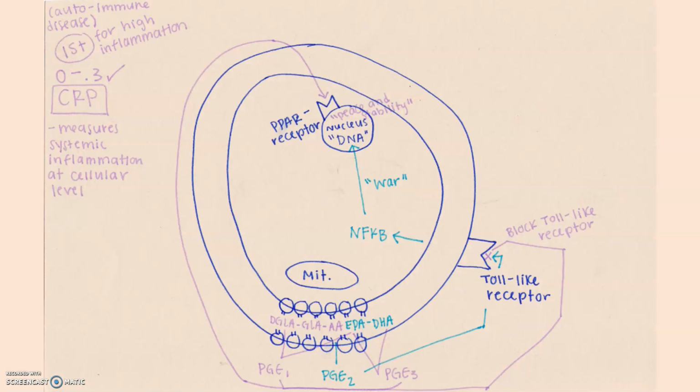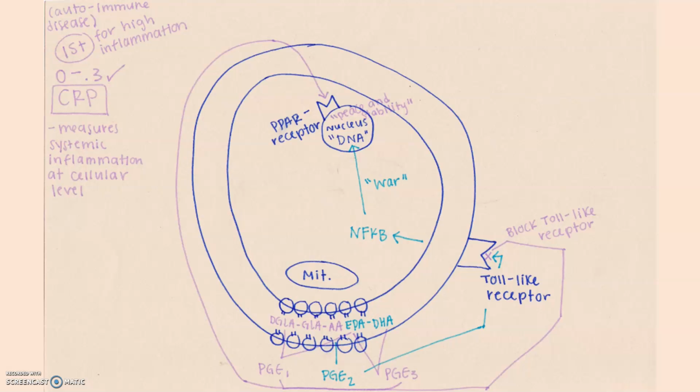So here is a picture that I've drawn showing a cell. We see the mitochondria in the cell, the nucleus with DNA in it, and then listed there in the middle of the cell membrane we see our omega-6, our three main ones in purple, DGLA, GLA, and AA, and then two of our main omega-3 fatty acids that we're going to be talking about, EPA and DHA.